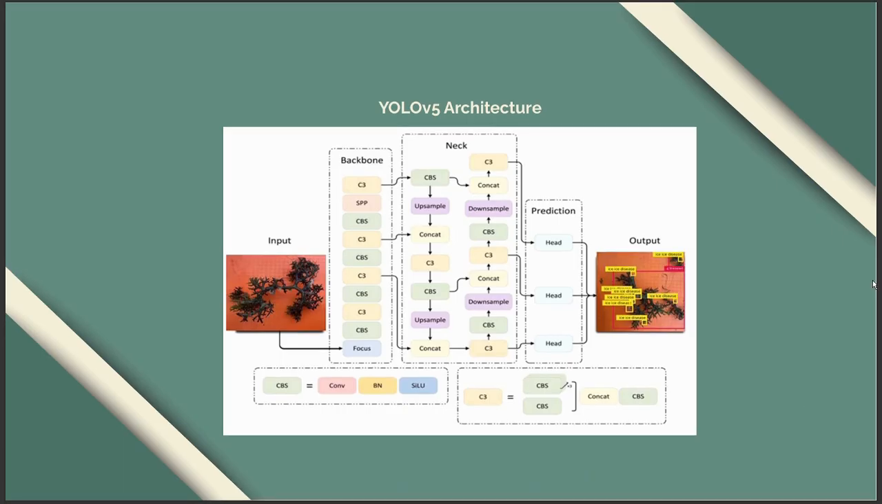This is the YOLOv5 architecture. The YOLOv5 model was used for its good balance of speed and accuracy in detecting objects. It has three main parts: the backbone, which finds key features like edges and shapes; the neck, which improves feature quality at different scales; and the head, which finalizes object location and class.